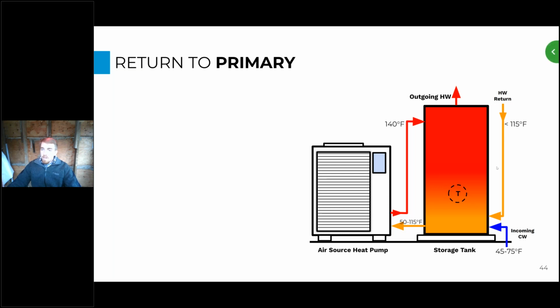You're returning that hot water right back to the primary system, just like you would in a gas water heating system. The downside to that is, if you don't have a lot of cold water coming in and mixing in the bottom of this tank, you now have much higher entering water temperatures to the heat pump water heater. So this is only compatible with some manufacturers.